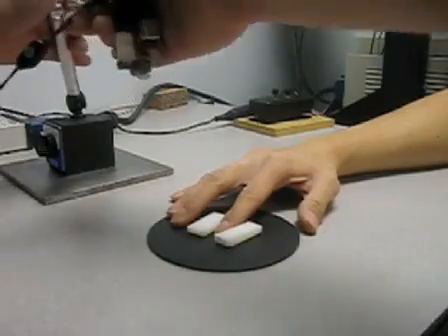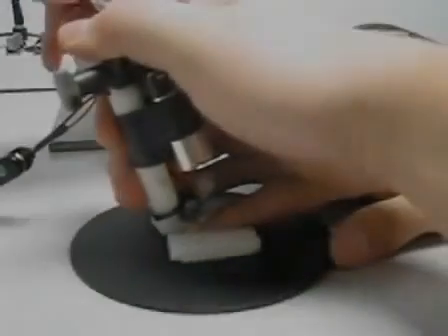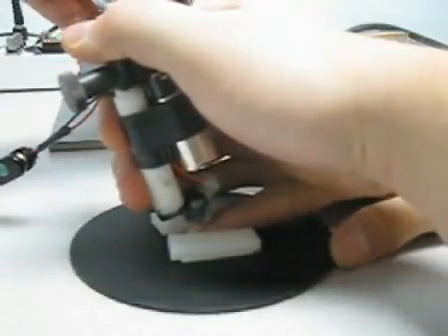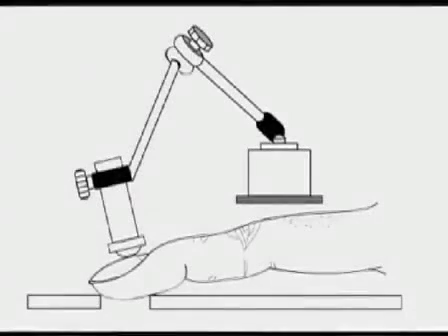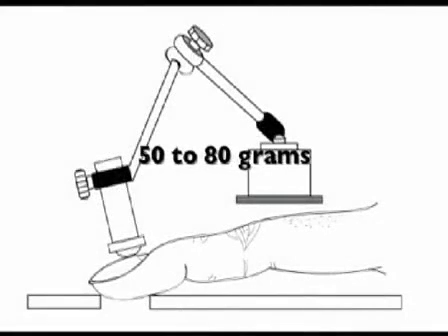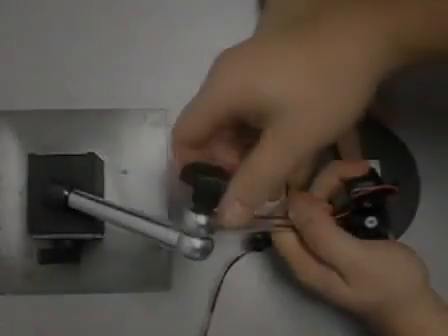With the aid of a swivel, position the force sensor gently against the fingernail, near the cuticle at 90 degrees to the plane of the fingernail. Ensure that the sensor exerts a force between 50 and 80 grams. This force is comfortable for the subject and provides the sensor with excellent sensitivity to finger movement. Fasten the swivel.